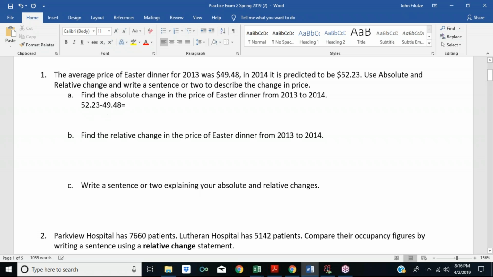And then the relative change, what would be the relative change? How would we figure that out? Yeah, it's going to be this answer up here. Let's see what that is. 2.75. What is that? $2.75 maybe.